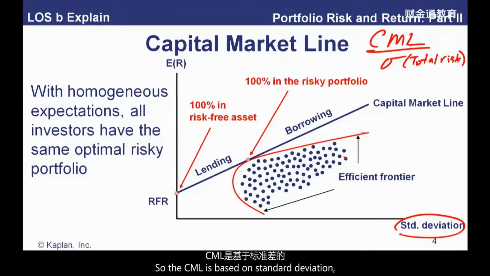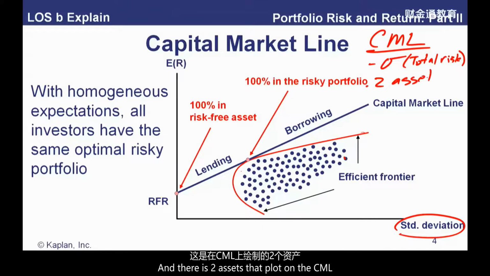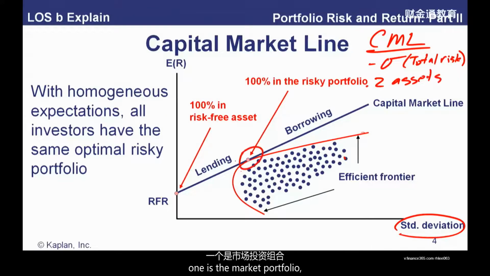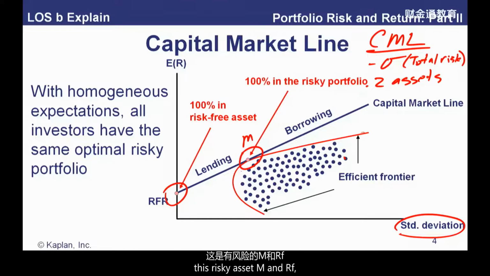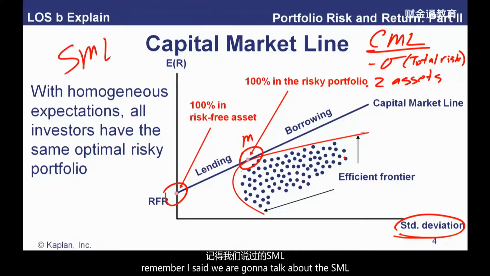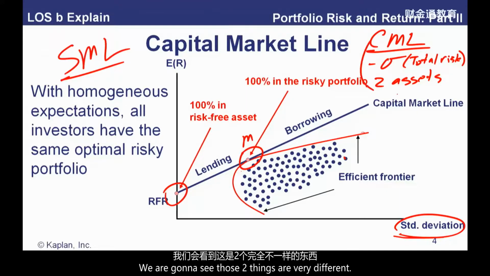So the CML is based on standard deviation, so it's expected return against standard deviation, and there are 2 assets that plot on the CML. One is this portfolio, the market portfolio. We call that M for market, and the other is the risk-free rate. So there's only 2 assets, this risky asset M and RF, and it's based on standard deviation. I point that out because we're going to talk about the SML, and we're going to see that these 2 things are very different.